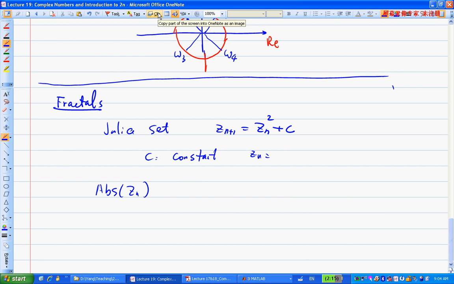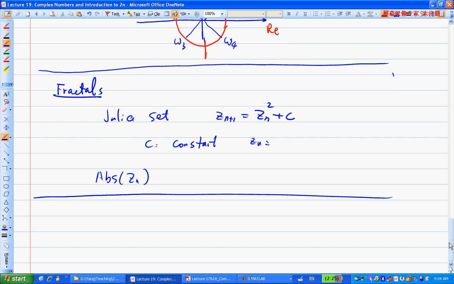So if you're interested, just go ahead and read some of the things here. This is Julia set, where C is constant. If you keep the C as a variable, not a constant, it's going to be called a Mandelbrot set. All right, so that's just on the side of this complex number. Any questions? Okay, good.